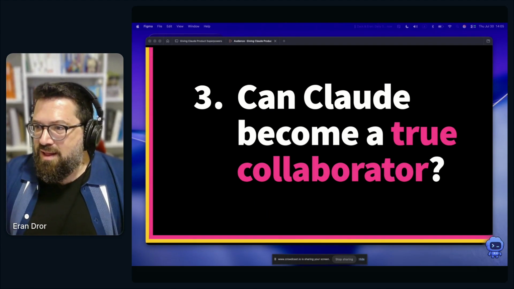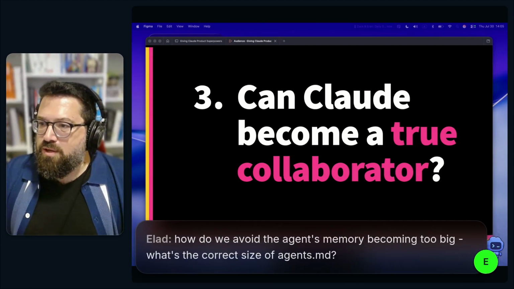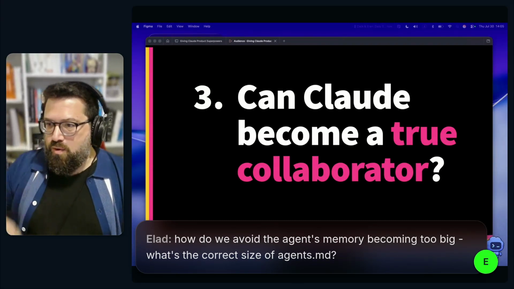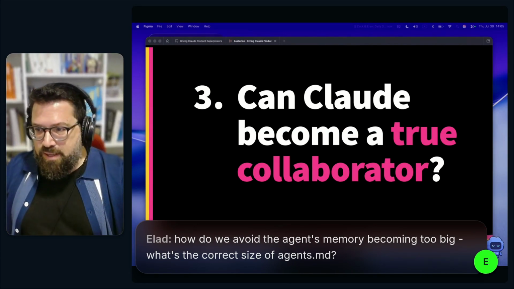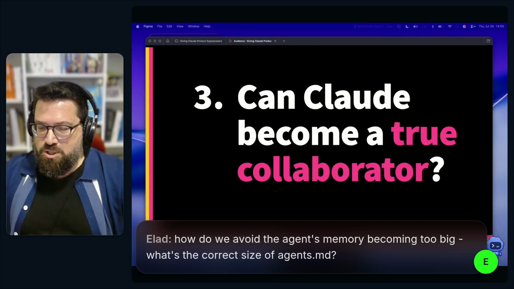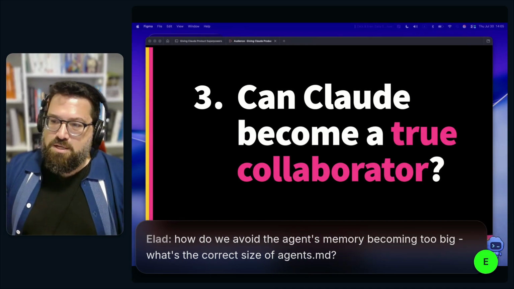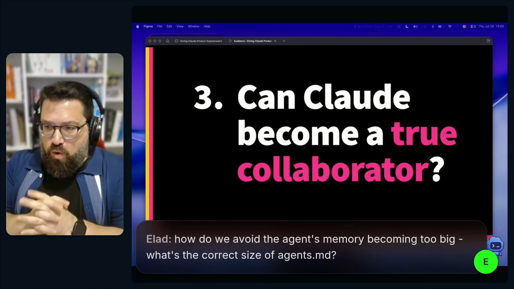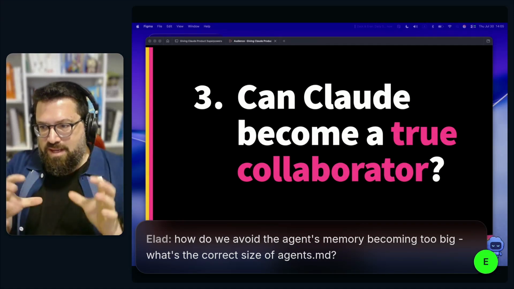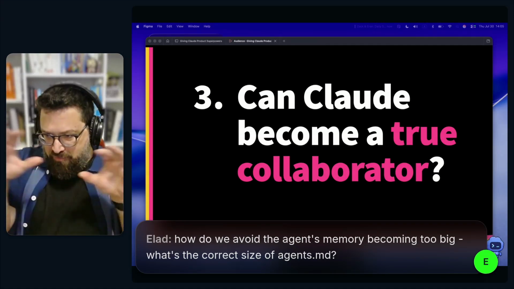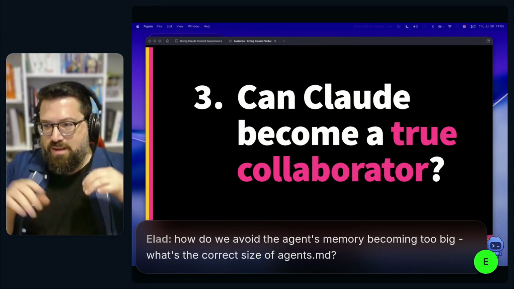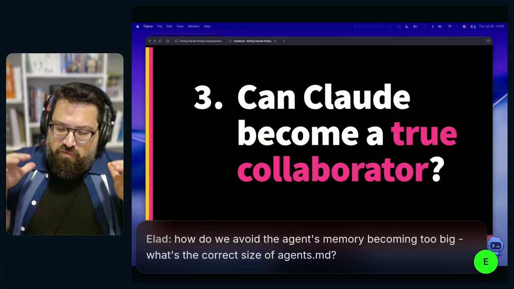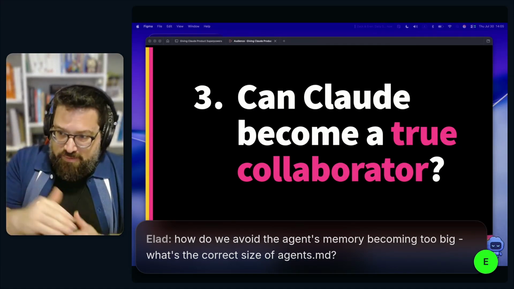Okay. Elad is asking, how do we avoid the agent's memory becoming too big? What's the correct size of Agents.md? So Elad, the good answer is you actually don't have to worry about it that much. The Agents.md can be huge, but Claude Code knows to not read all of it at once. As long as you create really great titles and sections with the right headings, the hash signs, Claude can come in and search for the headings and find only the sections it needs to read and then read that section.